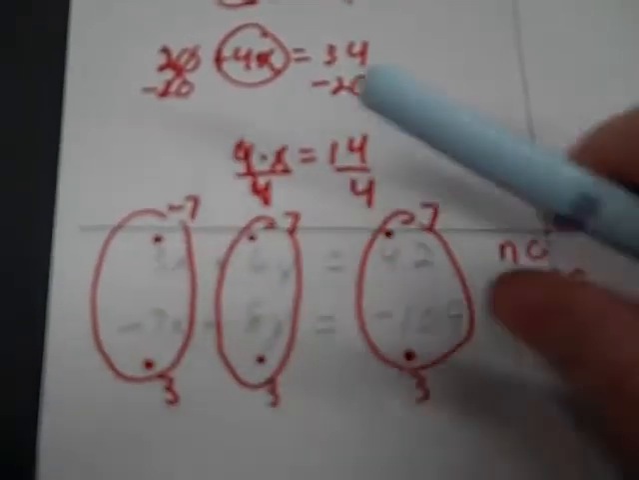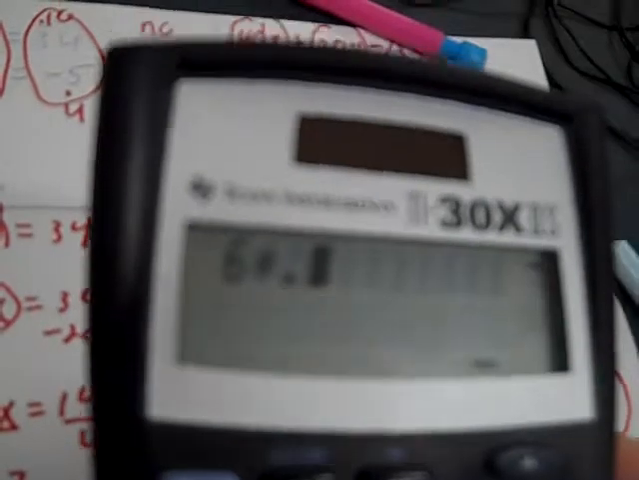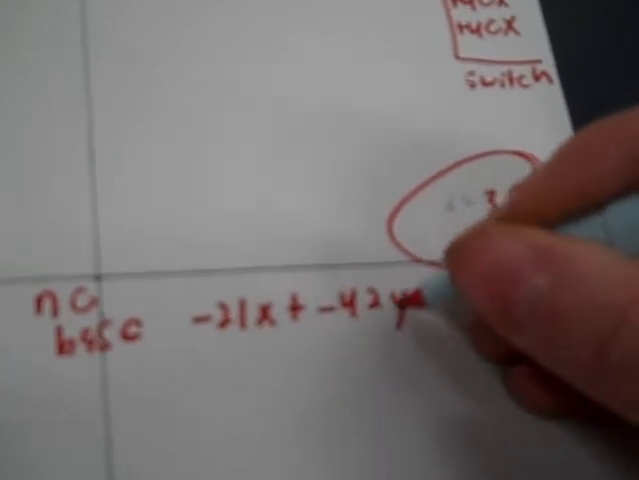Okay, so I take 3 times negative 7. That's negative 21 with x. And then I'm going to take 6 times negative 7. That's going to be negative 42 with y. And then I'm going to take 42 times negative 7. That's going to be negative 294.